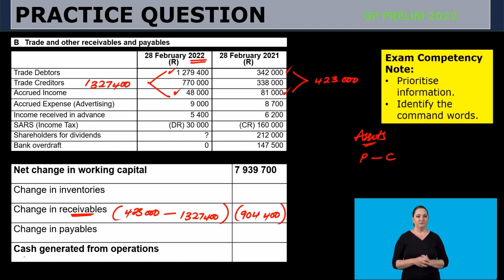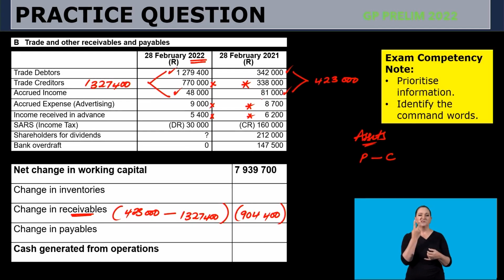And the last part is my change in payables. To do my change in payables, I'm going to take the first one. It is my creditors here. And then I'm going to add that with my accrued expense, that is for advertising. And then I'm also going to add my income received in advance. So I'm adding these. When I come to 2022, it is my 770 plus my 9,000 plus my 5.4.